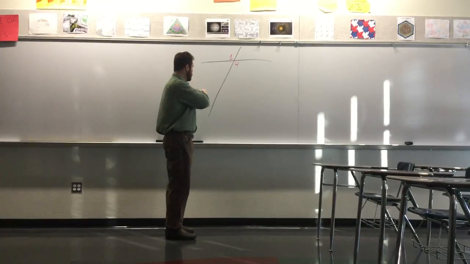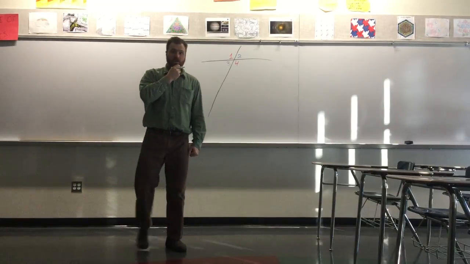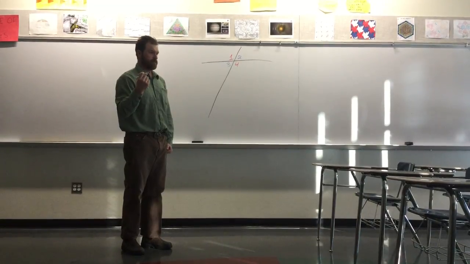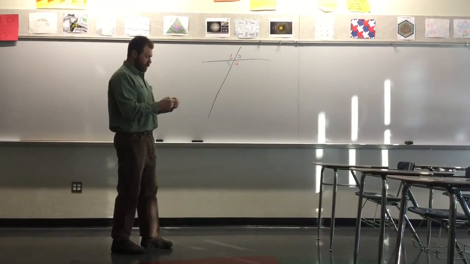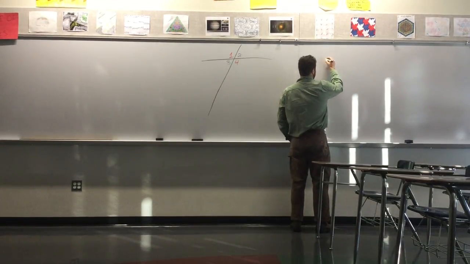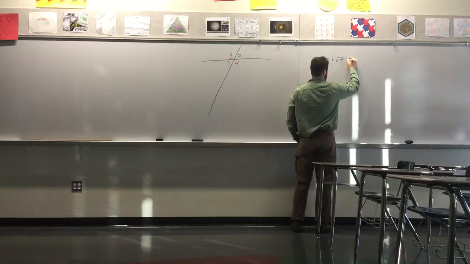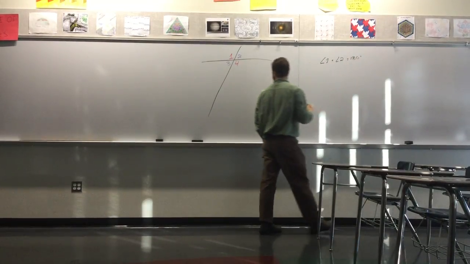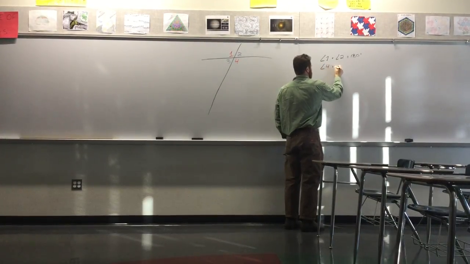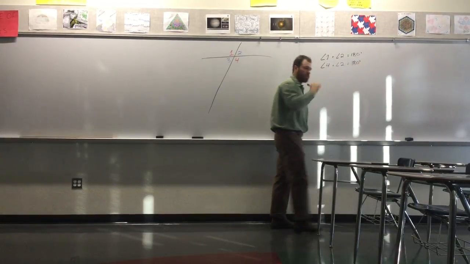And then also we know that 2 and 3 are equal. Okay? Why do we know this? We went over this a little bit last time. So what is angle 1 plus angle 2? They equal 180 degrees, right? Okay, how about angle 4 plus angle 2? 180, right? Okay.